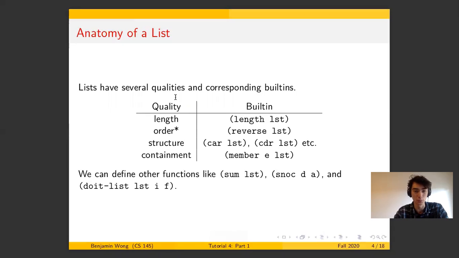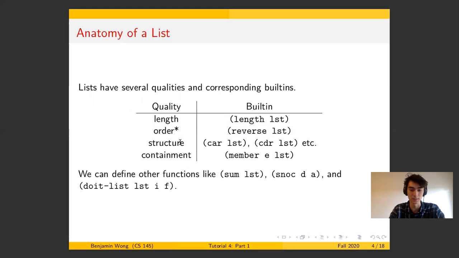Lists have several qualities, and there are built-ins corresponding to them. All lists have length. The length built-in will output the length of that list, which is how many elements are in the list. Lists have an order. I've put an asterisk here because I'm not talking about the ordering that you might see as the BST invariant or the ordering on the natural numbers, but order of first element to last element. And we can change the order using reverse.